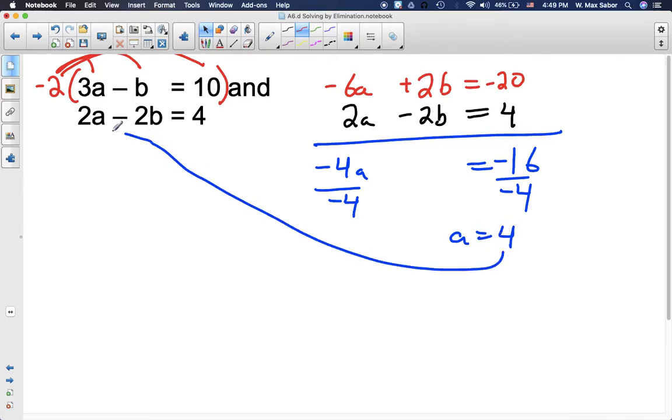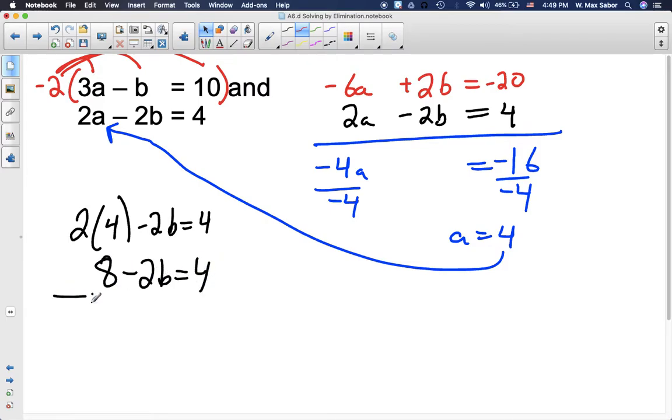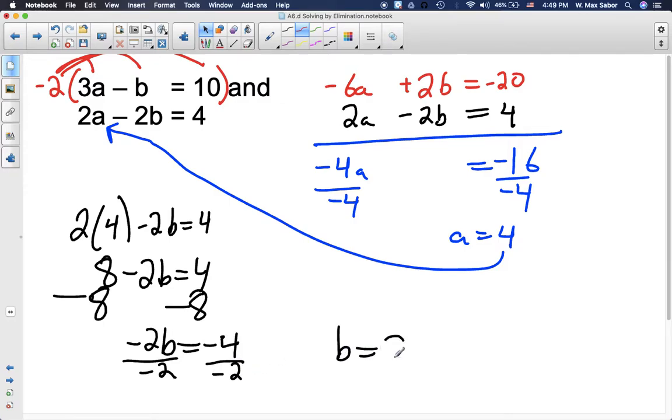Now it's easy to substitute back into one of the equations. Say 2 times 4 minus 2b equals 4. 8 minus 2b equals 4. Subtract 8. Negative 2b equals negative 4. Divide by negative 2 to get b equals 2. There we go.